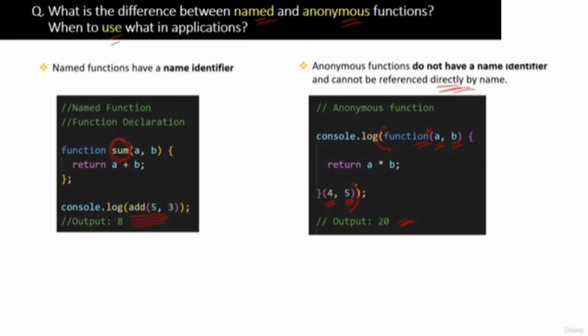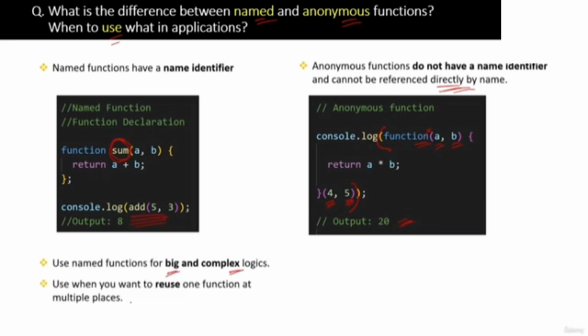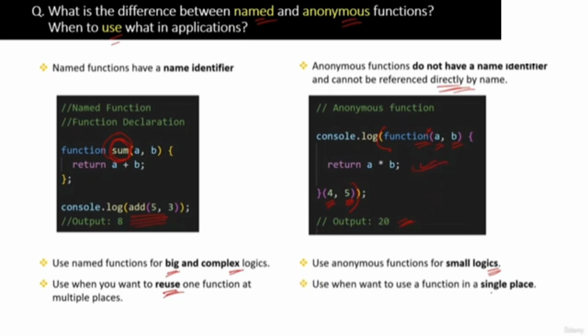Now the question is when to use what in our applications. The answer is use named functions for big and complex logic, or use them when you want to reuse one function at multiple places. On the other hand, use anonymous functions for small and simple logic, or when you want to use a function at a single place only. So that is the difference, and that is the purpose of named and anonymous functions.